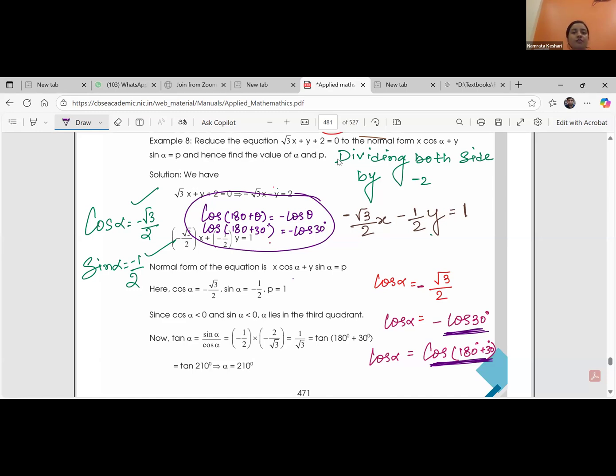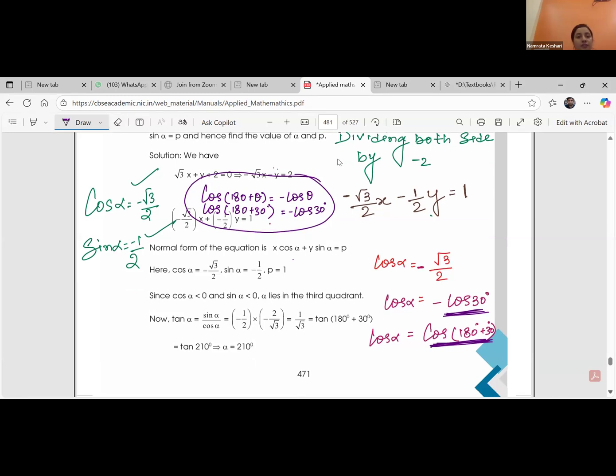There is a formula, cos 180 plus theta is equal to minus cos theta. It's a formula in the trigonometric functions chapter. If we use theta as 30 degrees, we get minus cos 30. So that's why I am writing minus cos 30 as cos 180 plus 30.